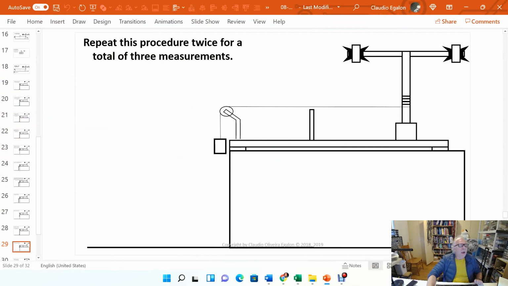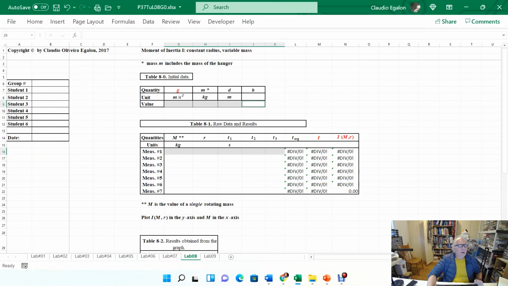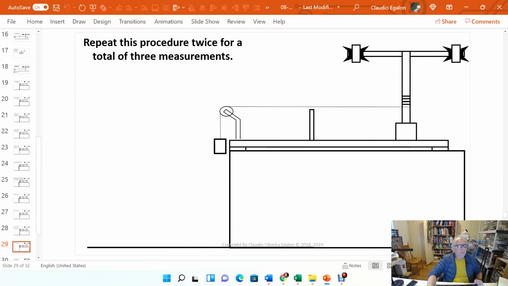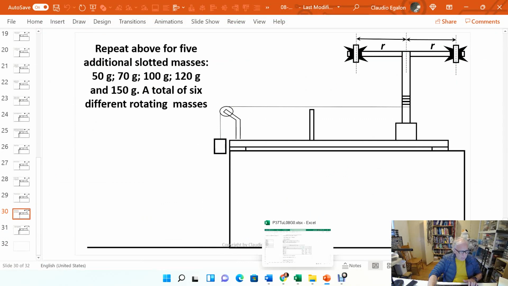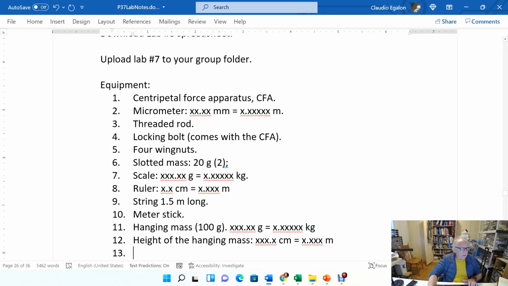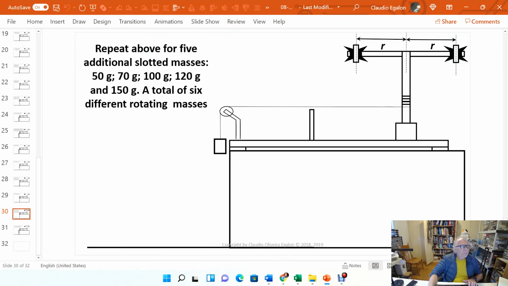Repeat this procedure another 2 times for a total of 3 measurements, right? T1, T2, and T3. And then you're going to repeat for 50 grams, 70 grams, 100 grams, 120, 150. So this is a lot with slotted masses, right? All this time you're going to be using them. Cool. So here you go. Slotted masses: 20 grams, 50 grams. What's next?